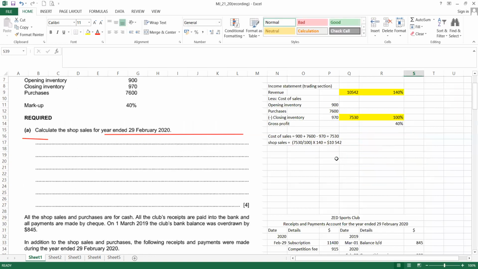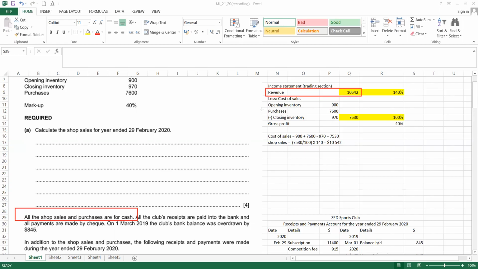Okay. Don't forget in the sentence they say all shop sales and purchases are for cash. It means that the amount that we calculated, 10542, is income. That means it's an income, we receive money. So we put it into the debit side. Whereas purchases, this amount goes in the credit side.